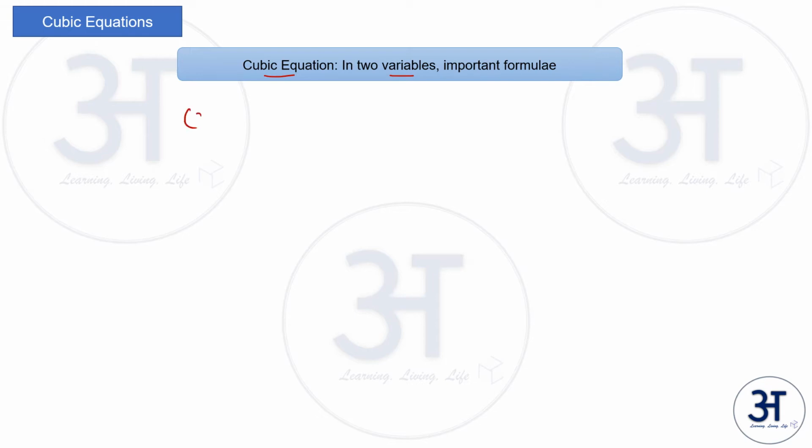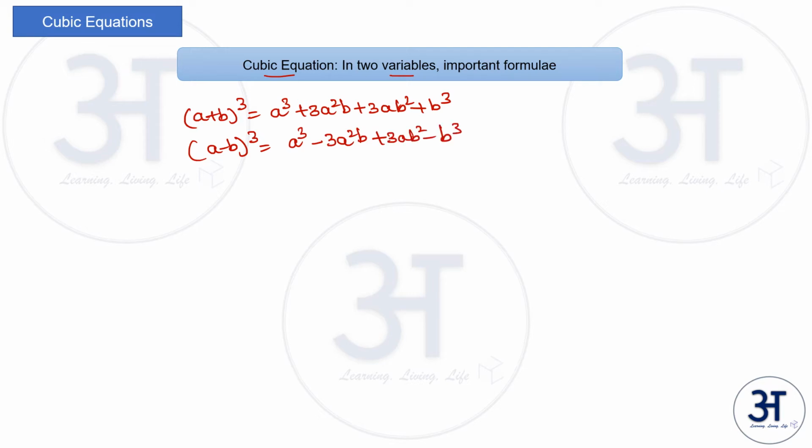So let us first start with the basic a plus b whole cube, that is equal to a cube plus 3a square b plus 3ab square plus b cube, and then comes a minus b whole cube, that is equal to a cube minus 3a square b plus 3ab square minus b cube. So these two can simply be derived. For example, a plus b whole cube is nothing but a plus b into a plus b whole square. So that is a plus b into a square plus 2ab plus b square. And if you multiply and add all of the terms, you get this.